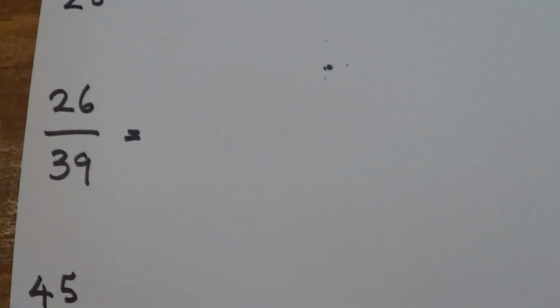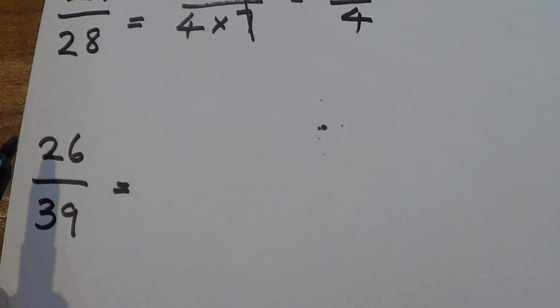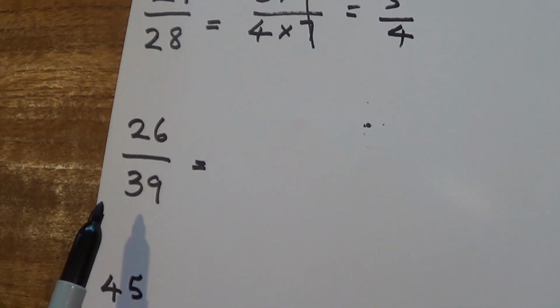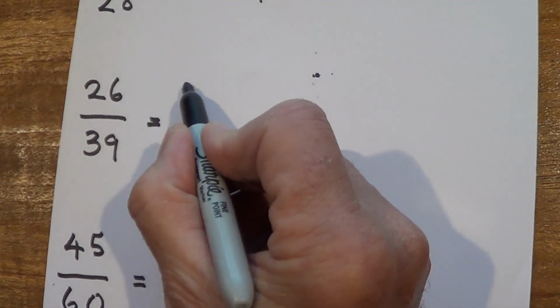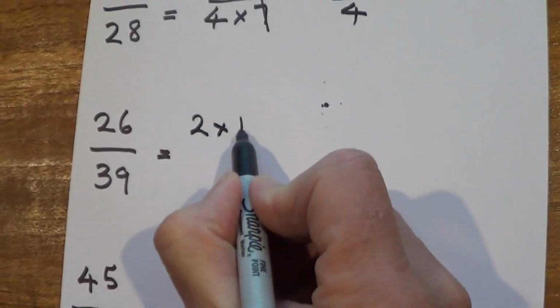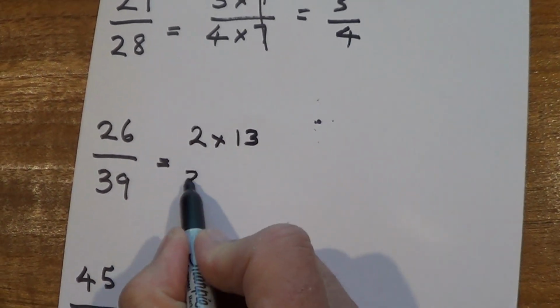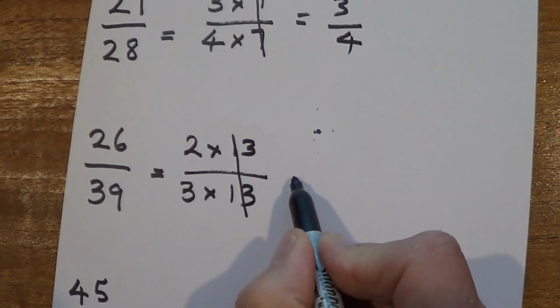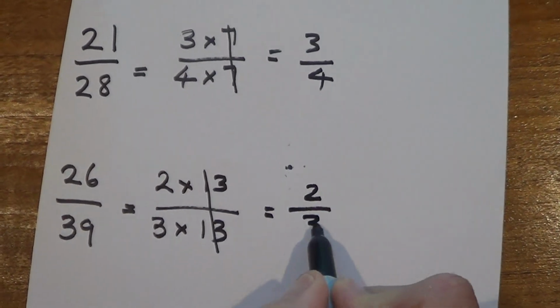Next one is quite tricky. That's got a factor of 2, and that's got a factor of 3, and the other factor is not obvious. So we just do this. That's 2 times 13, which will be 26, and that's 3 times 13, which is 39. We cancel out the 13's, and that's 2/3.